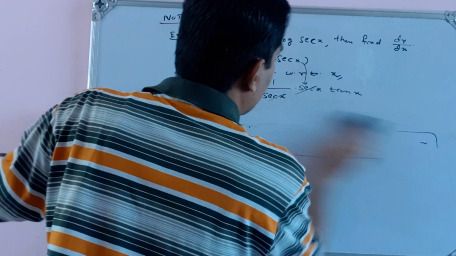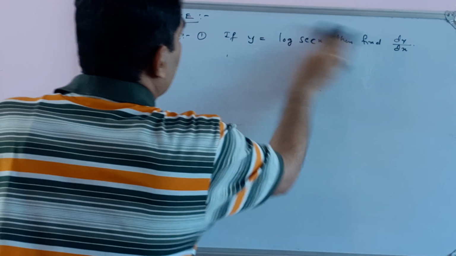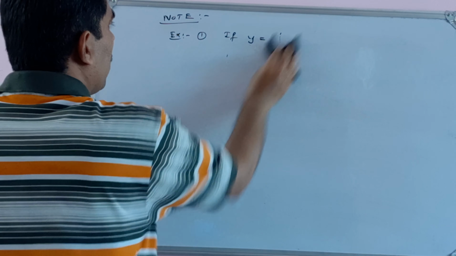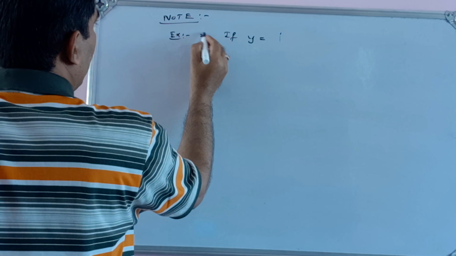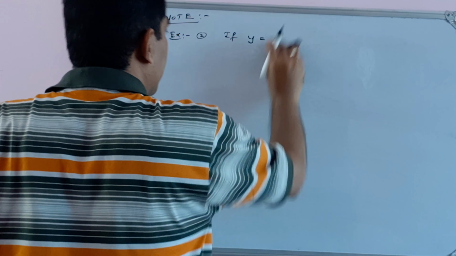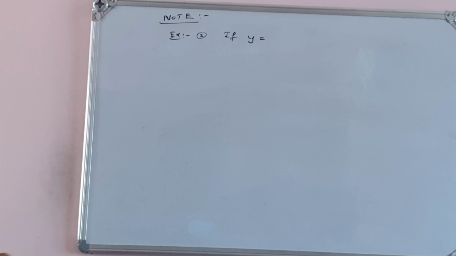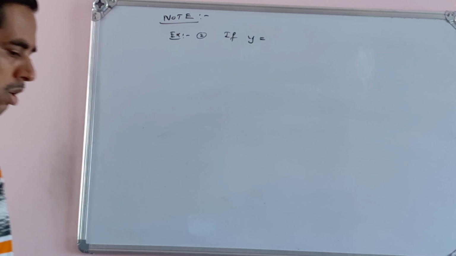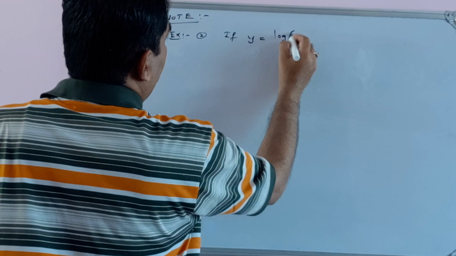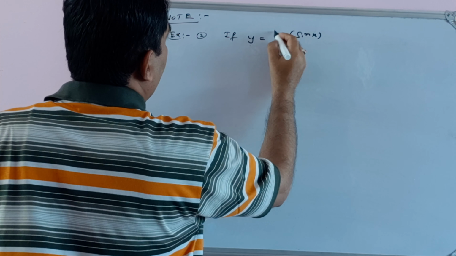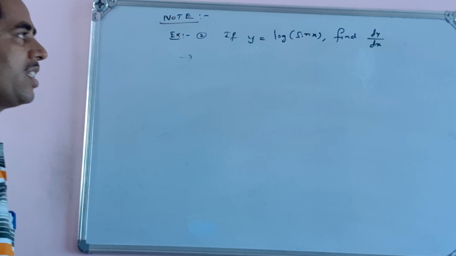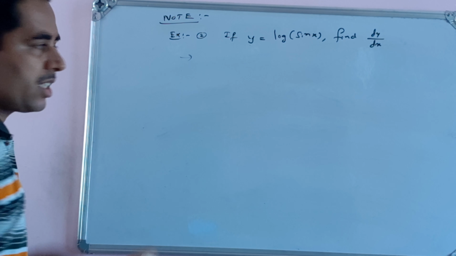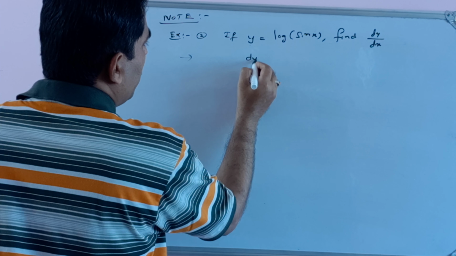So now let us go for another result. Let me take that as example 2. Let me consider another example. If y is equal to log of sin x, find dy by dx. Let's see what happens here. Differentiate both sides with respect to x.